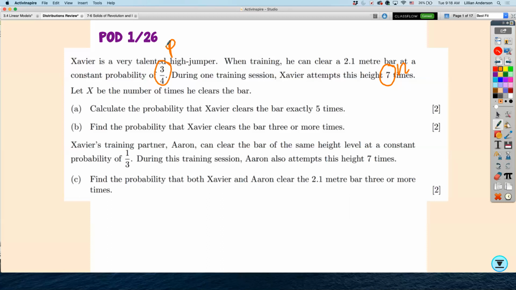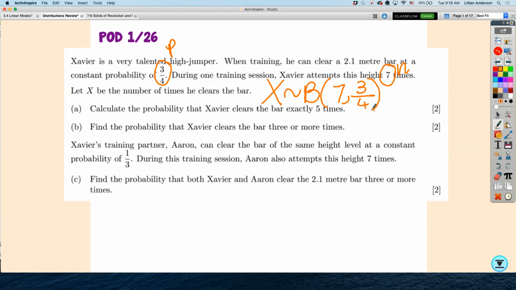So if X is the number of times he clears the bar, then we know that this is a binomial distribution. To refresh your memory, it can be written as your random variable X such that you have a binomial distribution with n and p, where n represents your number of trials and p represents your probability of success. So all of this at the very beginning could have been summed up in what I just wrote in orange. So make sure that you do know both ways.